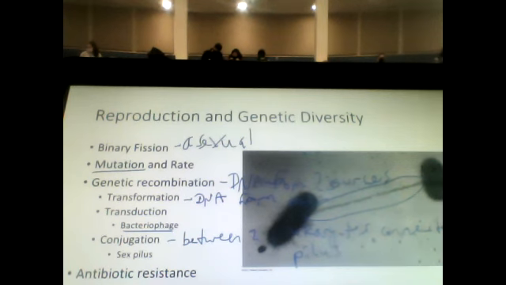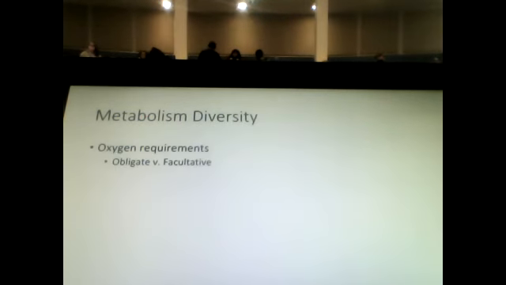So competition, predation, nutrients, all those kinds of things will limit reproduction rate so that the world is not taken over by bacteria because of their rapid reproduction. Bacteria are also metabolically diverse, meaning they can use lots of different ways to get energy.